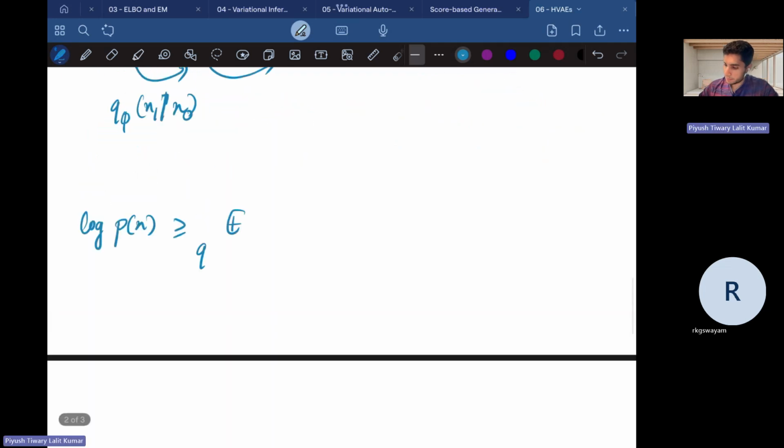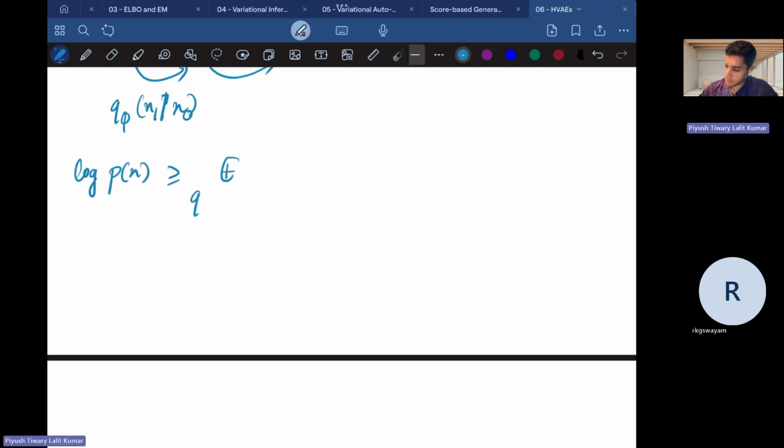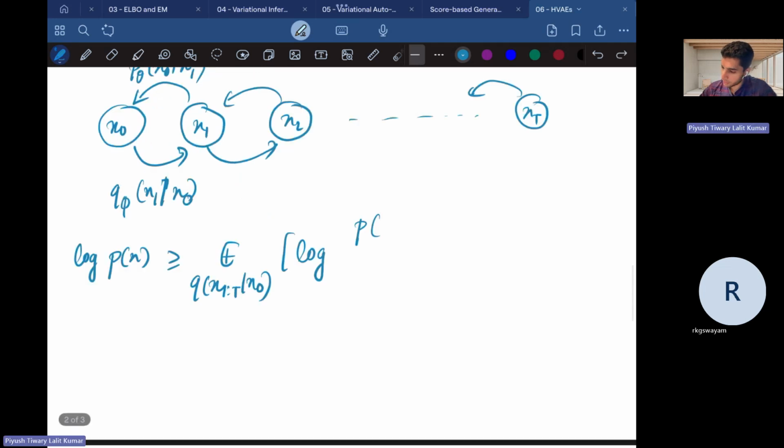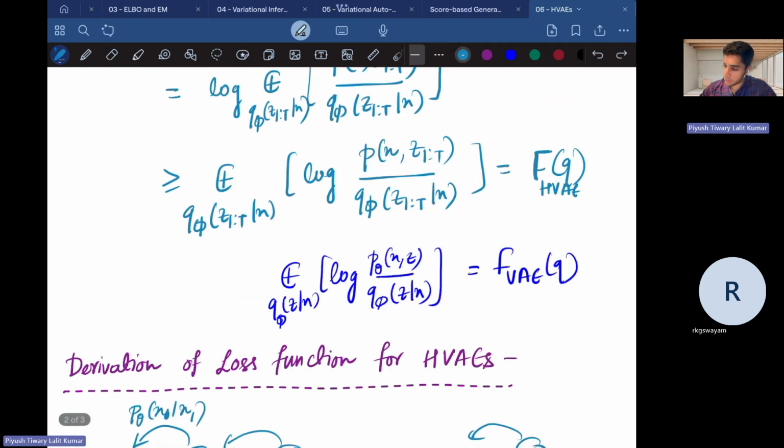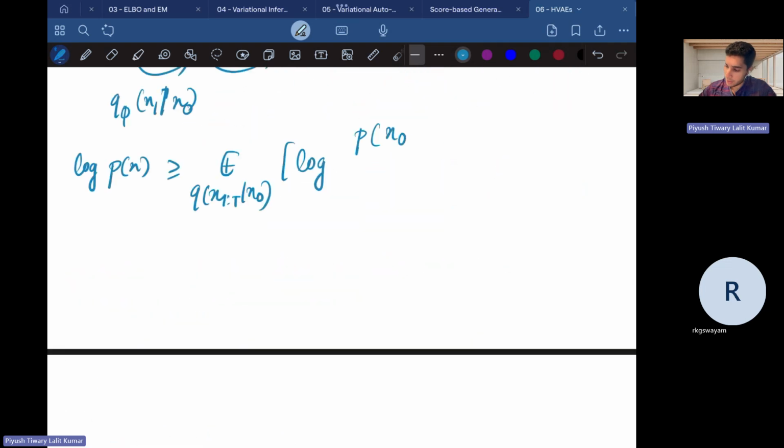Yeah. So this thing is here. So what is our ELBO? Our ELBO is nothing but the expectation under q of x1 to t given x naught, of log of p of x. What was this thing? It was p of x comma z1 to t, right? So it's like x naught and x1 to t. So we can write it as x0 to t.